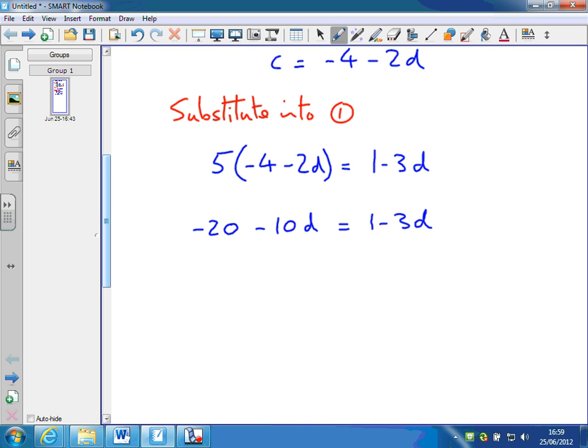Get all terms involving D onto one side, and looking at this I can see that I've got minus 10D there. So if I add 10D to both sides, I'll get rid of that and I'll have a positive number of D's that side. So I'm going to add 10D to both sides. So I'd have minus 20 equals 1 minus 3D plus 10D. Adding 10D to both sides.